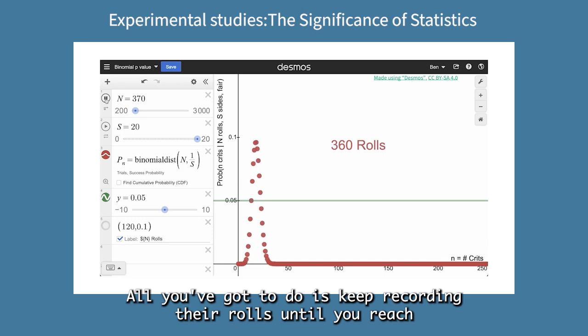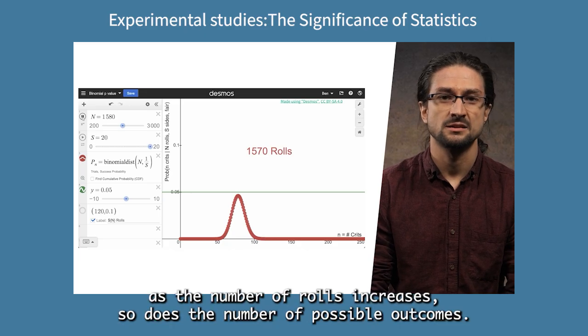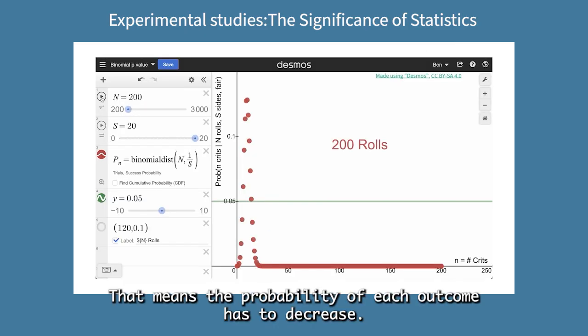All you've got to do is keep recording their rolls until you reach an outcome that's below your arbitrary 5% threshold. The problem is, as the number of rolls increases, so does the number of possible outcomes. That means the probability of each outcome has to decrease.